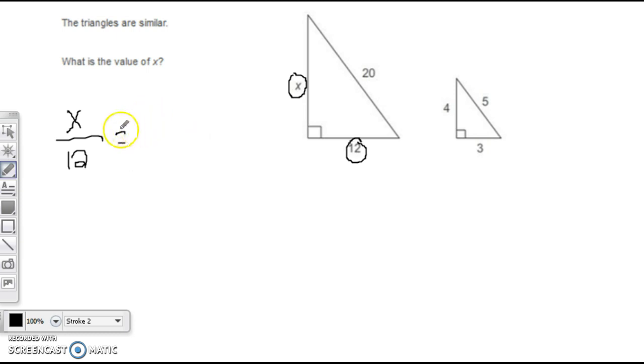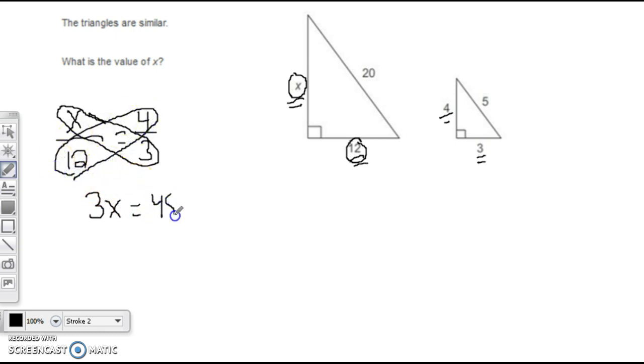And now when I set it proportional, it has to be to the corresponding sides. So notice that x corresponds to 4, and 12 corresponds to 3. And then from here, now that I've set up my proportion, I can cross multiply to solve. So x times 3 is 3x. 12 times 4 is 48. Divide each side by 3. And x will equal 16.